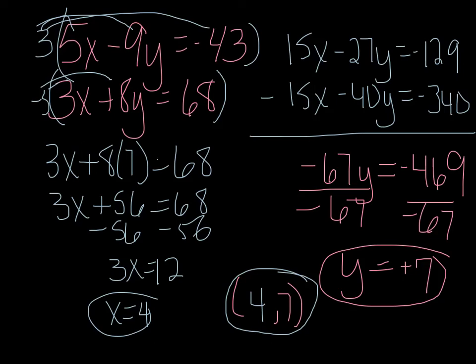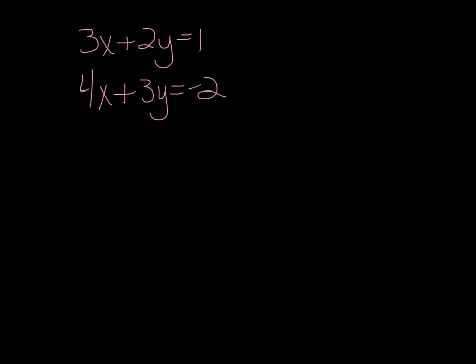Let's look at another one where we have to multiply twice. Take a look at my x's. I have 3 and 4, and there's nothing I can multiply 3 by to get 4. So let's take a look at the y's. I have 2 and 3. There's nothing I can multiply the 2 by to get the opposite of 3. So I'm going to have to multiply both of them.